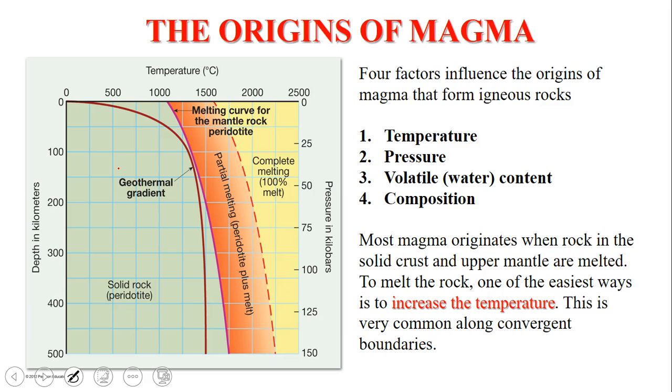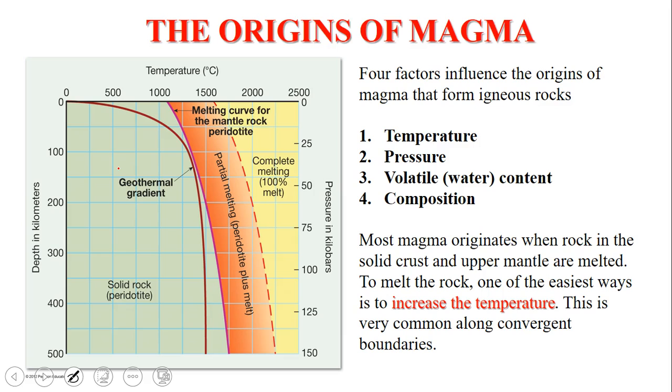All right. The first thing we have to cover, and it's very important in the development and understanding of igneous rocks, is what influences the origins of magma, because this is the foundation of understanding what forms igneous rock. We have four basic factors that influence magma: temperature, pressure, water content and volatiles, and the composition of the actual rock itself.